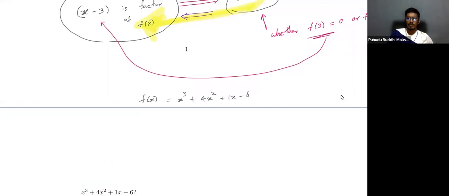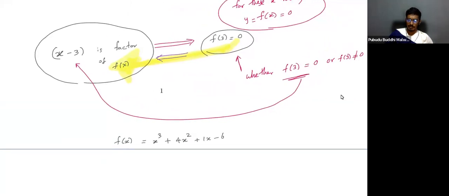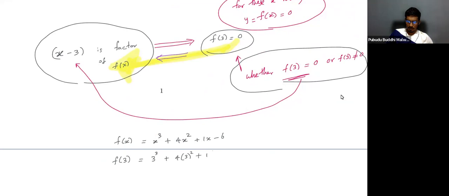Now let's compute f of 3 because we want to check this condition. Right? F of 3. I just replace each x by 3. Now don't even need to compute. The question is whether this part equals to 0 or not. What do you think?